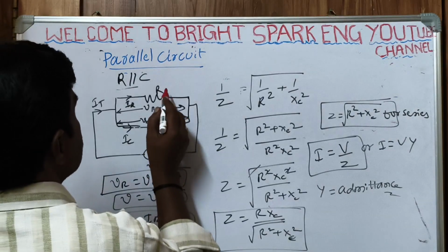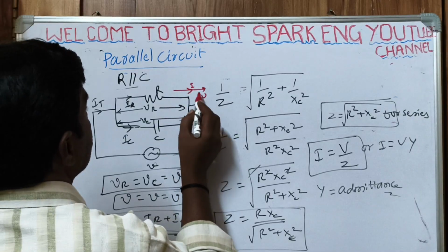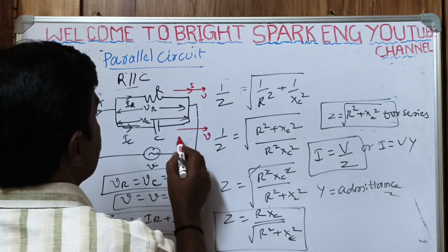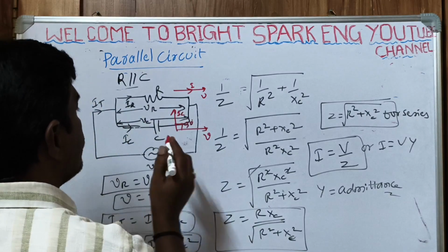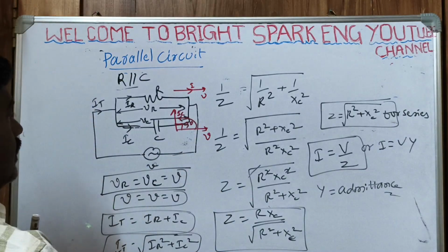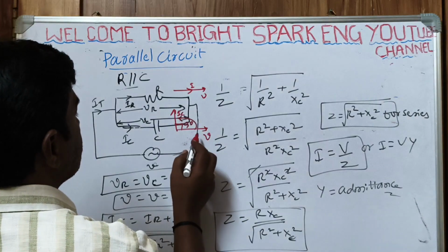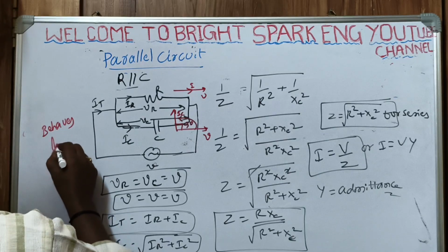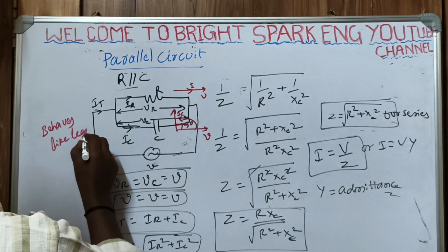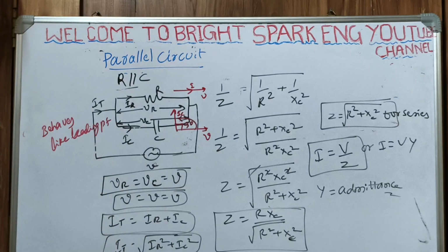Here in the resistance, the current and voltage are in phase. Here voltage is taken as the reference. Here IC, the capacitor current, is 90 degrees ahead of the voltage. That's why the circuit behaves like a leading power factor. Leading power factor. This is the parallel RC circuit.